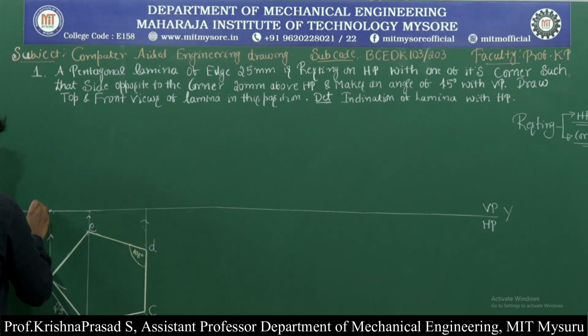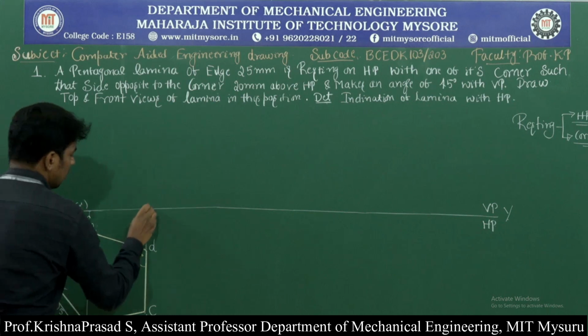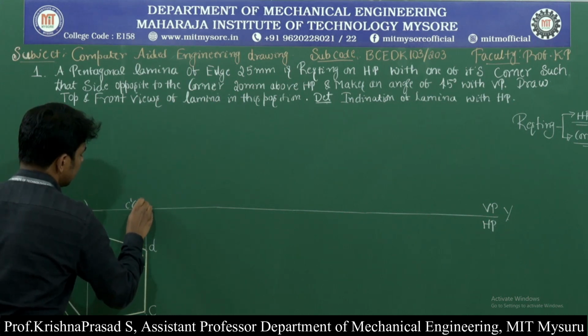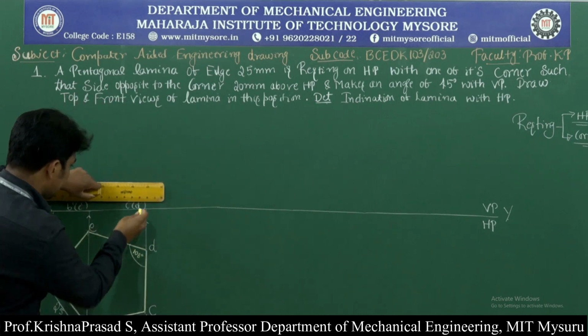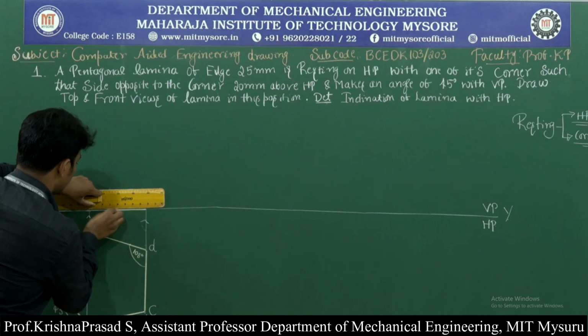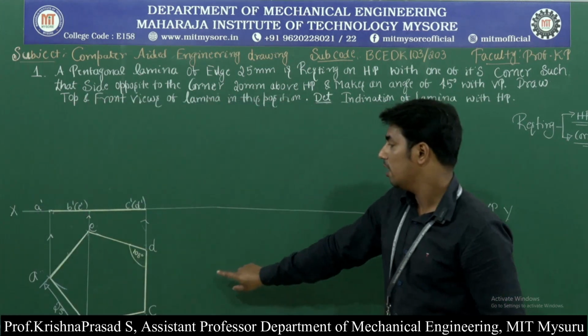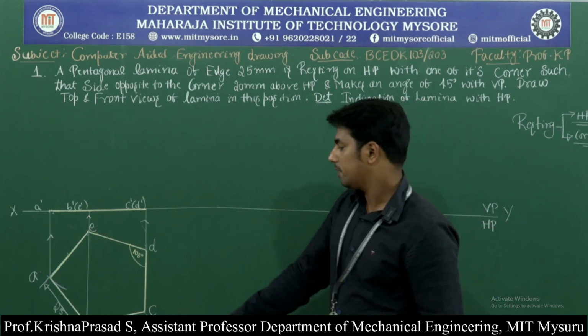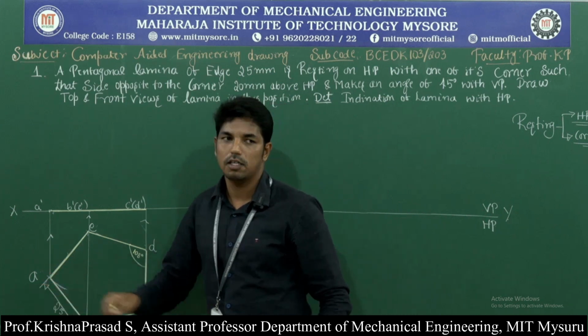This point is called A dash, this point is called B dash in bracket E dash, and this point is called C dash in bracket D dash. After that, completely darken this in the front view also. This is the initial resting condition, that means the pentagonal lamina of 25 mm is resting on HP with one of its corners.